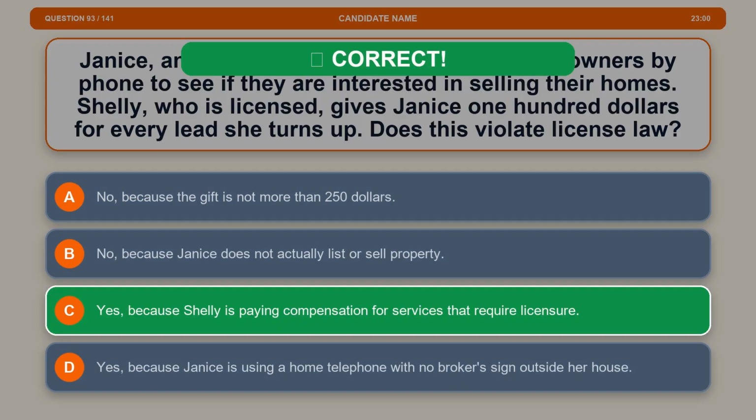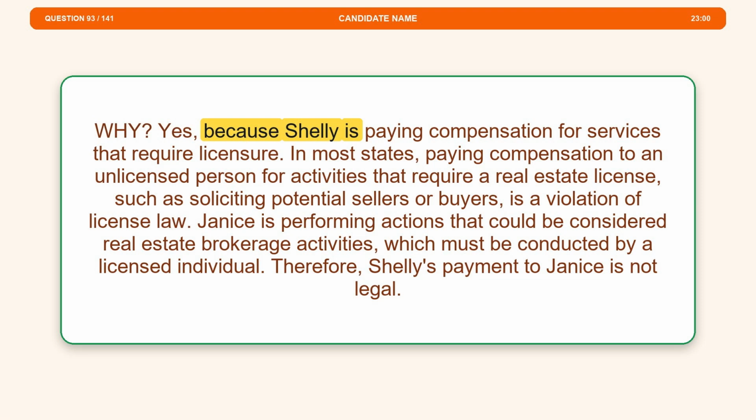The correct answer is option C. Yes, because Shelley is paying compensation for services that require licensure. In most states, paying compensation to an unlicensed person for activities that require a real estate license, such as soliciting potential sellers or buyers, is a violation of license law. Janice is performing actions that could be considered real estate brokerage activities, which must be conducted by a licensed individual. Therefore, Shelley's payment to Janice is not legal.